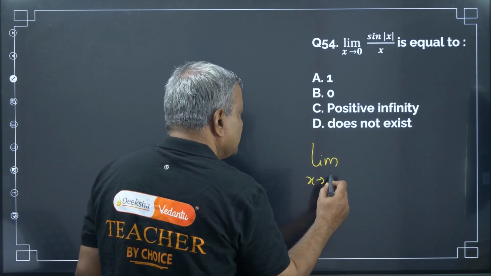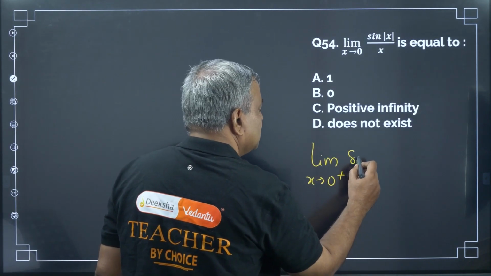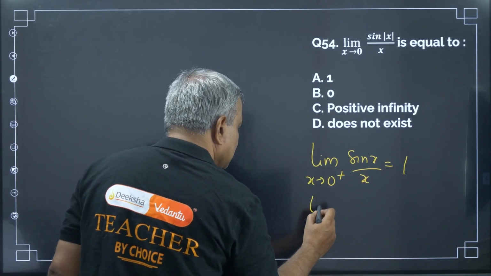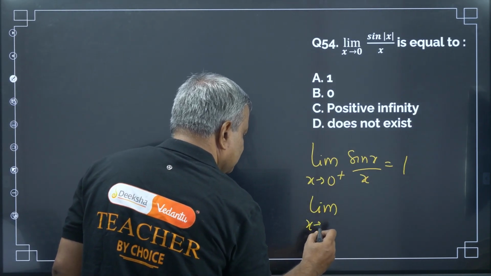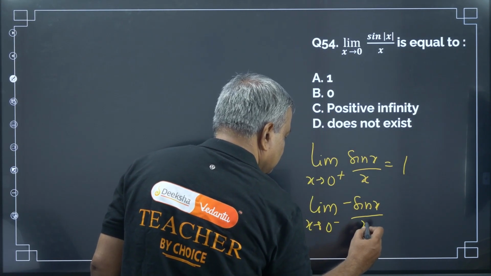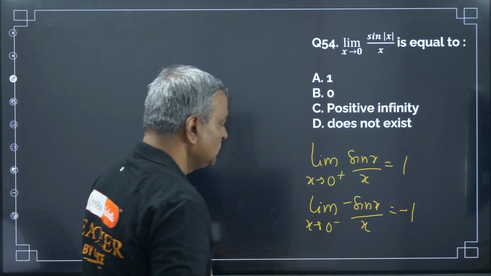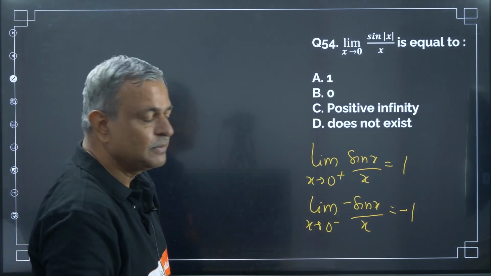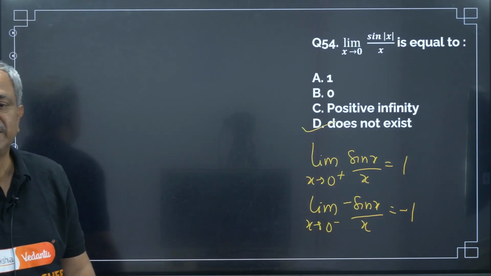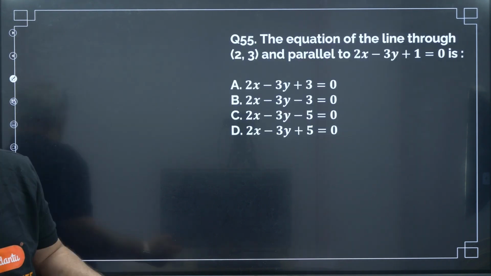Limit x tending to 0 plus, this becomes sin x by x, which is equal to 1. Limit x tending to 0 minus, this is minus sin x by x, which is equal to minus 1. So left hand limit is not equal to right hand limit. So limit does not exist.